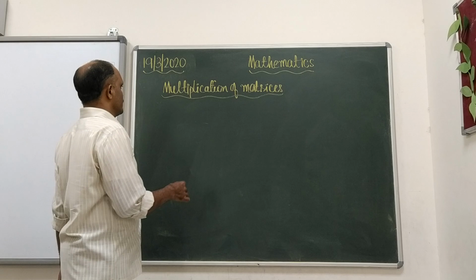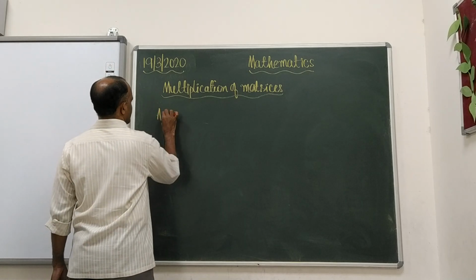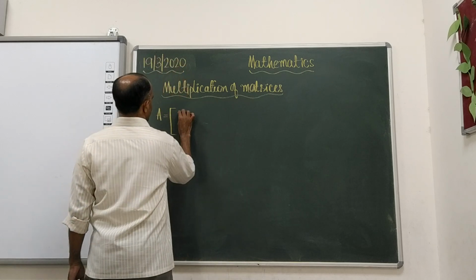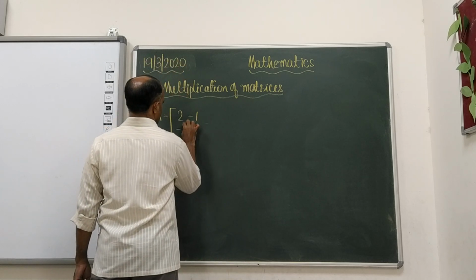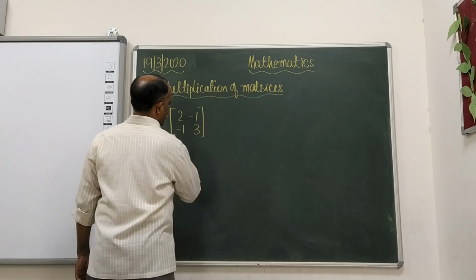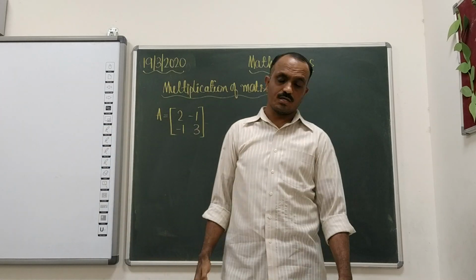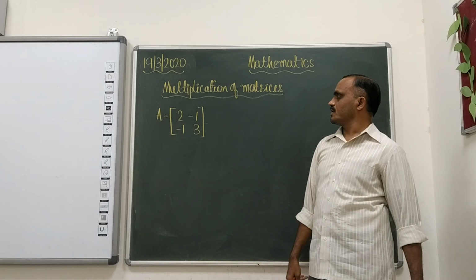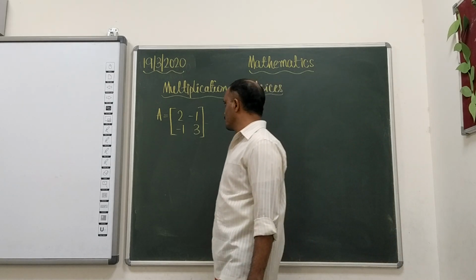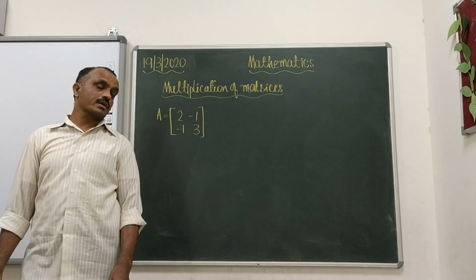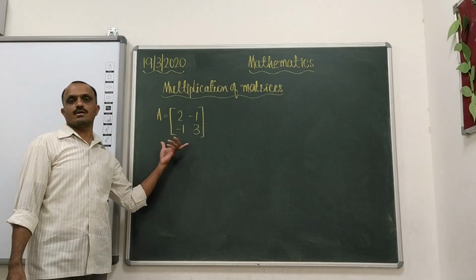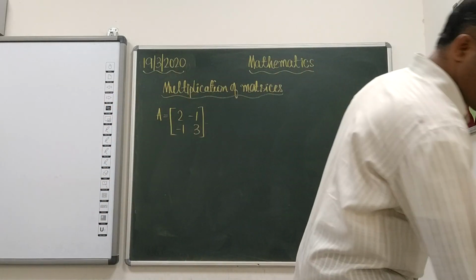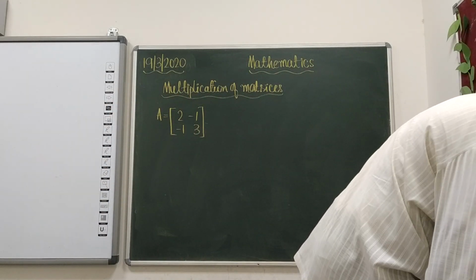So I'll write one matrix now. Matrix A equals 2 minus 1, minus 1 3. Now in the last class you have learnt how to write the order of the matrix. Here I have written matrix A equals first row 2 minus 1, then second row is minus 1 and 3. So the order of this matrix is, we'll write here, it has 2 rows and 2 columns.